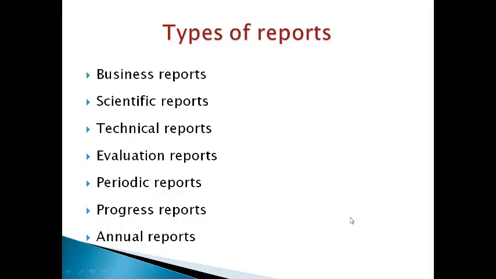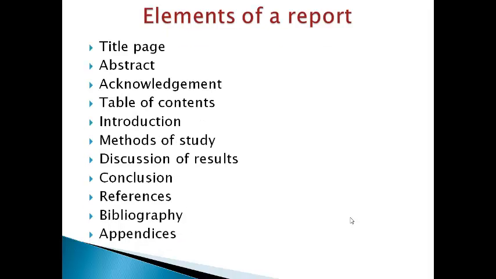And then, what are the types of reports? There are different types of reports based on the purpose and the requirement of the audience. There are business reports, scientific reports, technical reports, evaluation reports, periodic reports, progress reports, and annual reports. As a student of engineering, you write scientific, technical, and evaluation reports. So what is a technical report? You take up any one technical issue and write the findings and facts on that particular issue.